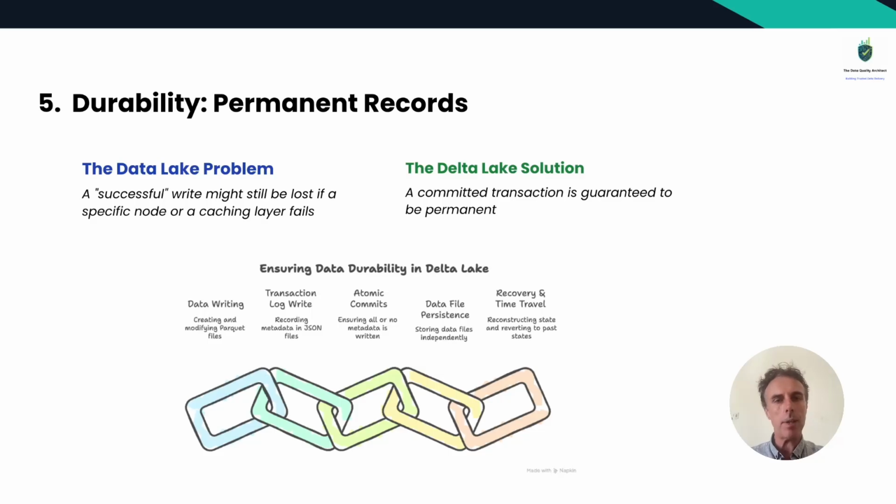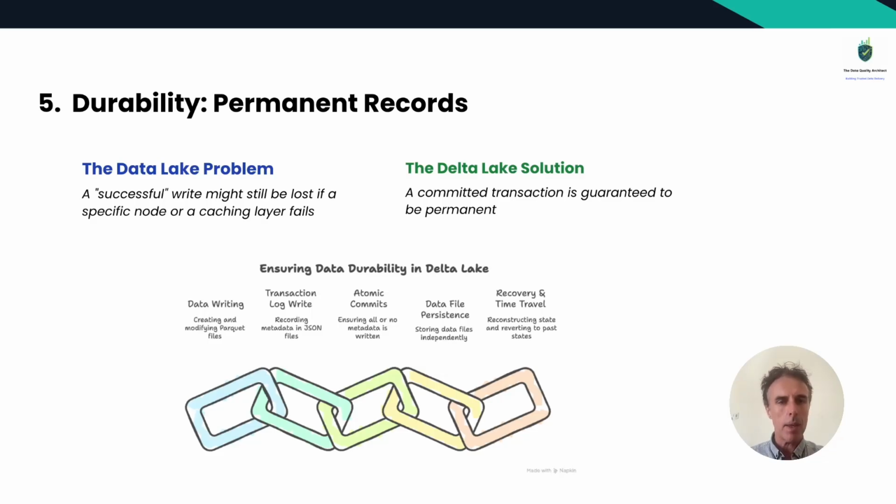Either all metadata gets written, making the transaction durable and visible, or none of it does, leaving the table state unchanged. So there's that all or nothing rule again. Then, of course, we have data file persistence. The actual Parquet data files stored in cloud storage like S3 are written independently. So if a crash happens after the log commit, but before the file writes finish, the log will still point to the latest valid state.